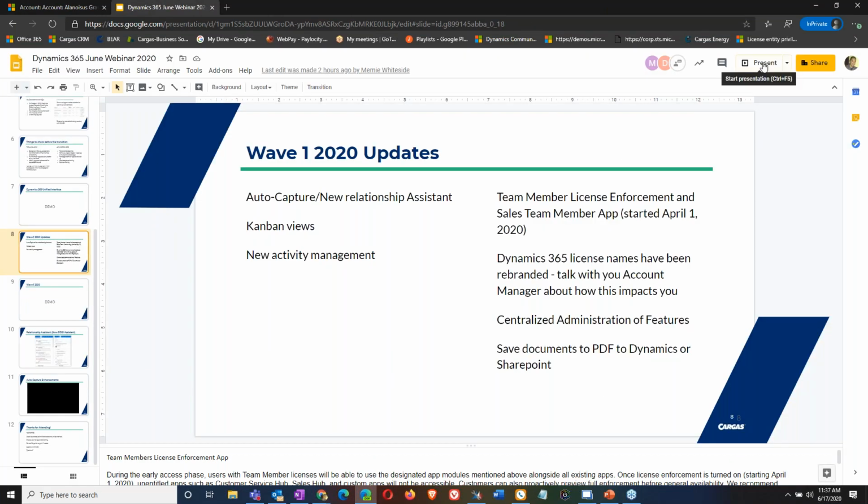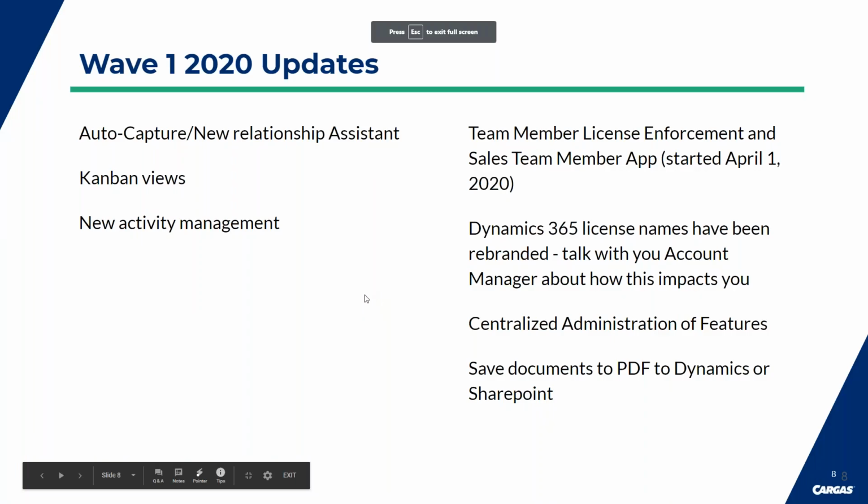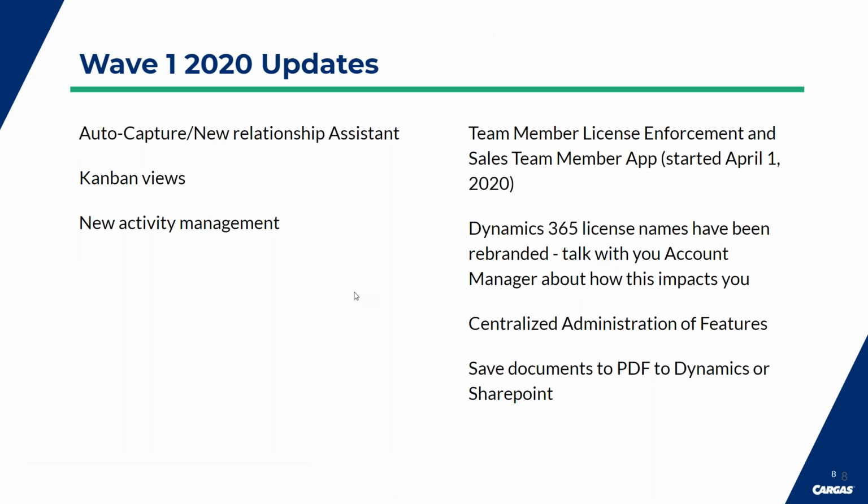Okay, everybody. Hi, my name is Joe Compagna, as mentioned before, and I'm just going to go through a quick overview of what I'm going to cover here. Dave previewed a little bit of it, but I'm going to be focusing on some of the new exciting Wave 1 2020 updates that are available to you right now through the unified interface. I'll be covering the auto capture feature as well as the new relationship assistant features. I'll be going over Kanban views and then the new activity management. And then I'll be handing it back over to Mimi to cover the other side of the features.